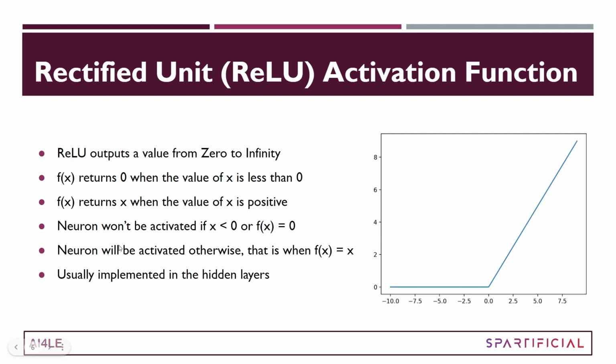Then the neuron won't be activated if the value of x is less than 0, or if the output of the ReLU is 0. In that case, the neuron won't be fired, and therefore all the respective connections will be broken further. And if the neuron is activated, that's the condition when x stays positive, or when the output of the ReLU activation is equal to the input that it had got. In that case, the neuron will be activated and all the respective connections will also be activated. It is usually implemented in the hidden layers that we see in neural networks.